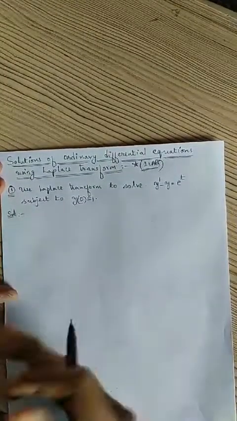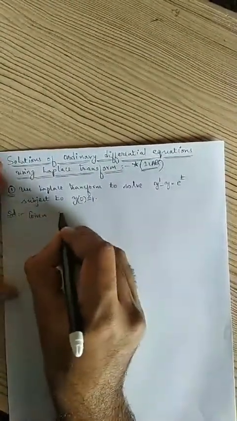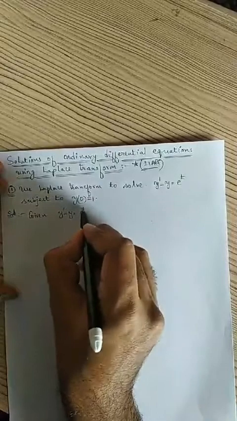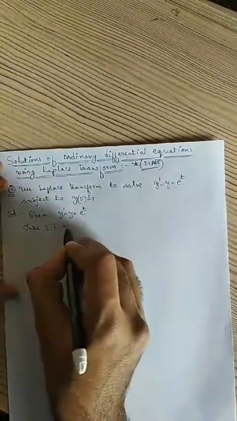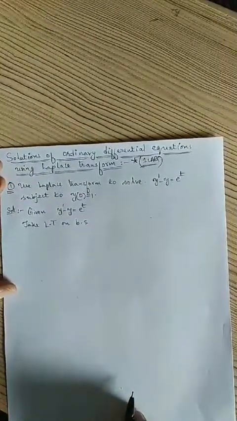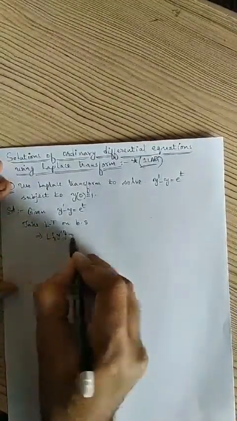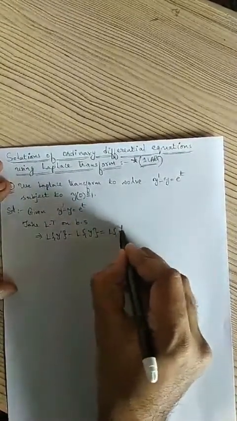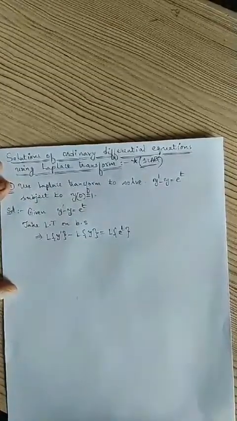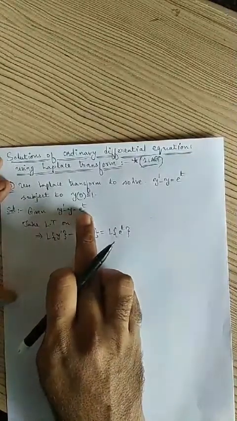So what we have to do is apply the Laplace transform. The given equation we will write down, and now take Laplace transform on both sides. Then this implies Laplace transform of y dash minus Laplace transform of y equals Laplace transform of e power t.